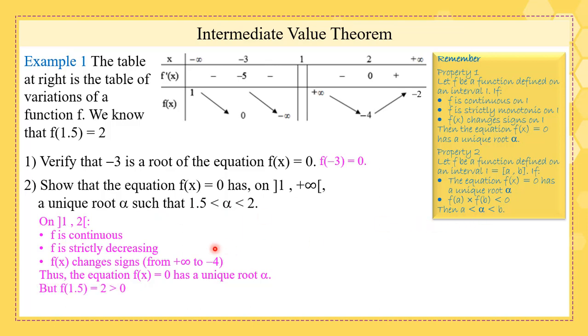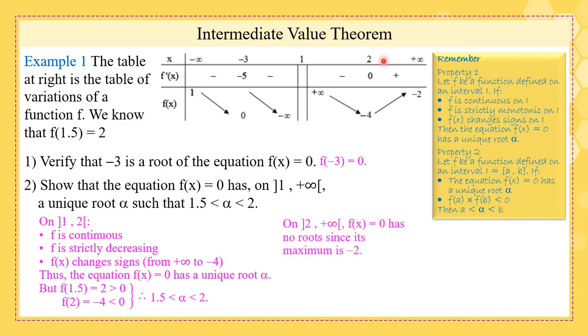We continue, but f of 1.5 is 2, and this is given here, which is positive, and f of 2 is -4, and we can tell the answer from the table of variations. So one of them is positive, the other one is negative, so we can see that their product is negative, or alpha is between 1.5 and 2.